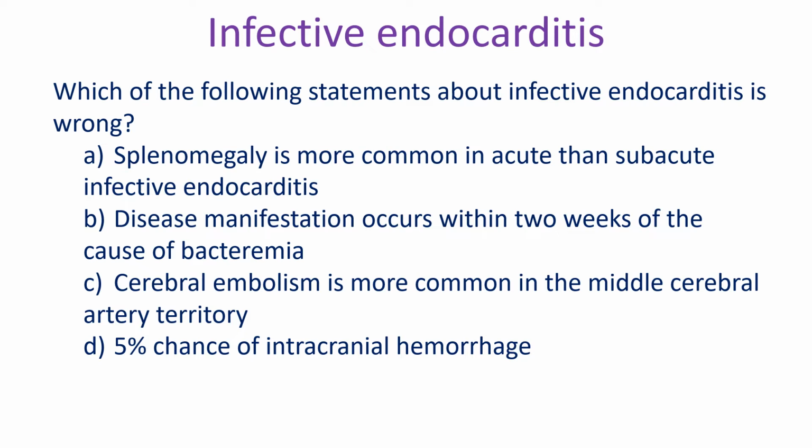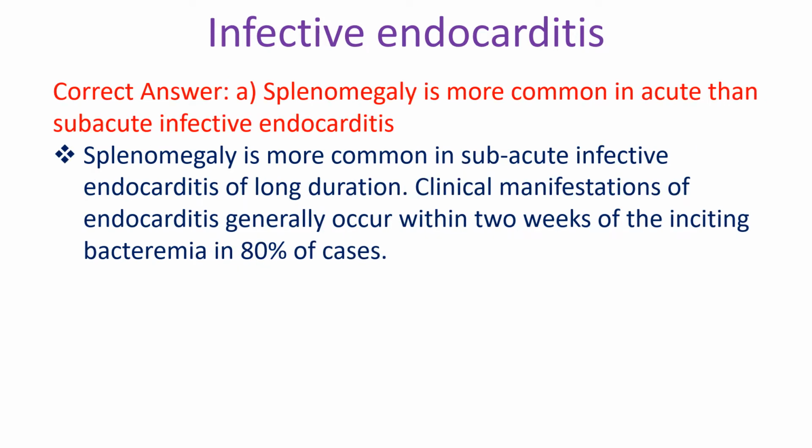Which of the following statements about infective endocarditis is wrong? A. Splenomegaly is more common in acute than subacute infective endocarditis. B. Disease manifestation occurs within 2 weeks of the cause of bacteremia. C. Cerebral embolism is more common in the middle cerebral artery territory. D. 5% chance of intracranial hemorrhage. Correct answer A. Splenomegaly is more common in acute than subacute infective endocarditis.